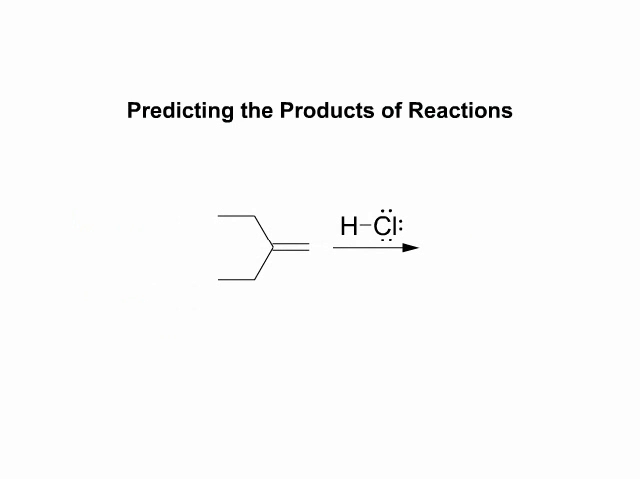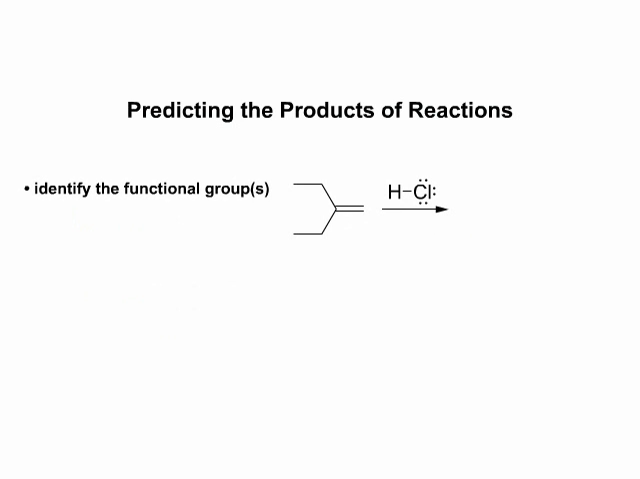In predicting the product of this reaction, we need to identify the functional group in our organic reactant, which in this case is an alkene. Recall that alkenes act as Lewis bases and use their pi bond to attack electrophiles. When approaching any reaction, we should be wary of multiple outcomes and any preferences that a molecule might have for one outcome over the other.